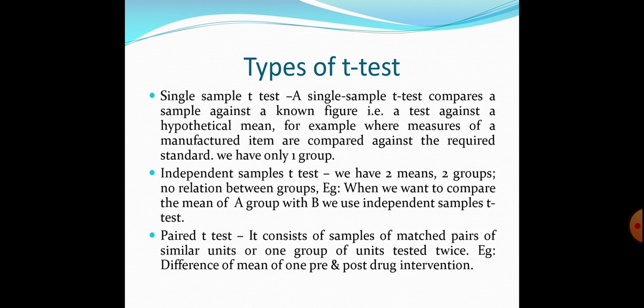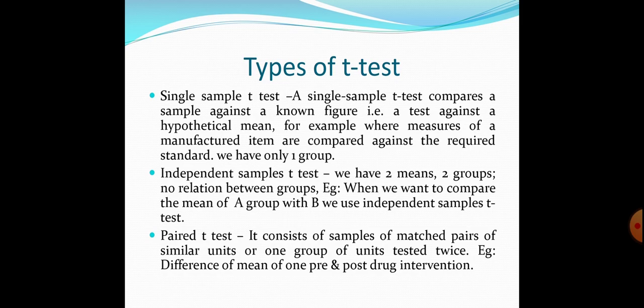In this situation, only a single sample is given to you. For example, where the measures of a manufactured item are compared against the required standard, only one group is given to you and you have to compare the mean of that group with the standard or with the hypothetical mean. Next one is the independent sample t-test.